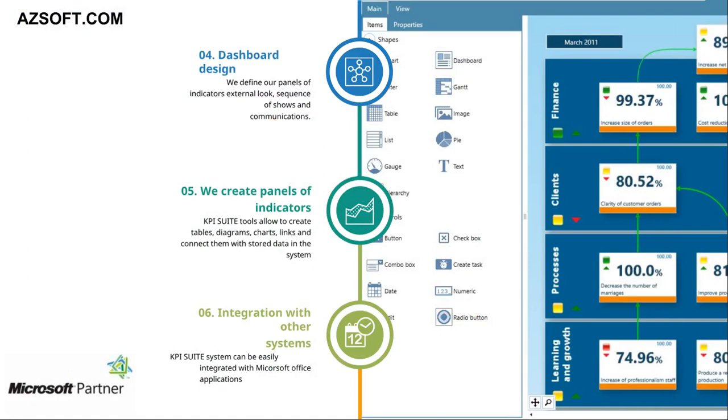04. Dashboard design. We define our panels of indicators, external look, sequence of shows and communications. 05. We create panels of indicators. KPI Suite tools allow you to create tables, diagrams, charts, and links, and connect them with stored data in the system. 06. Integration with other systems. The KPI Suite system can be easily integrated with Microsoft Office applications.